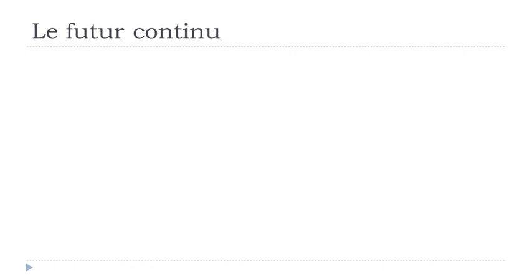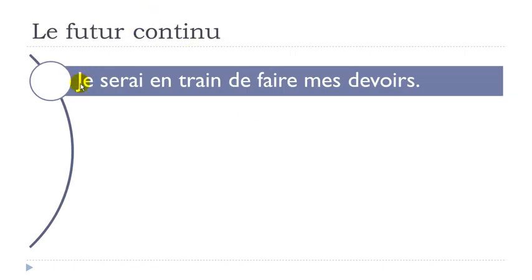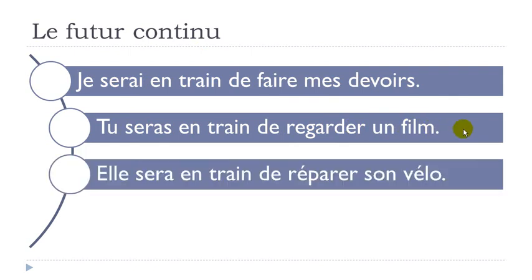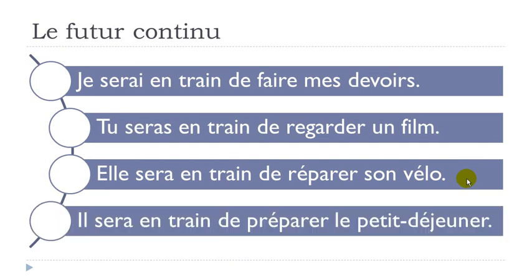Okay, same example, same sentences. So, je serai en train de faire mes devoirs. Tu seras en train de regarder un film. Elle sera en train de réparer son vélo. Il sera en train de préparer le petit déjeuner. Okay, so as you can see, the only thing that will change here is the verb être. So it should be at the futur simple form, so the real future. Okay, here, here, and here.